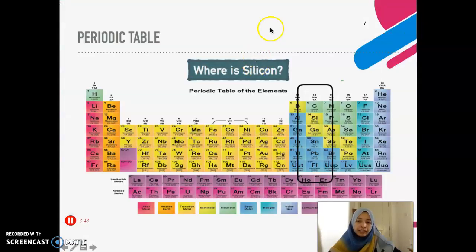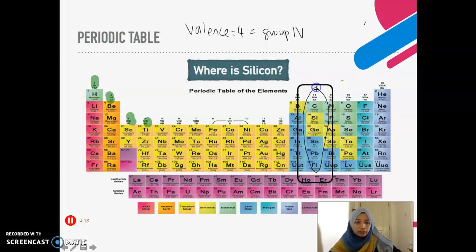How to relate that valence electron to the periodic table? I believe you have seen this periodic table before inside your chemistry. So how do we define the group? So we have how many groups here? 1, 2, 3, 4, and the rest, right? So if the valence electron is equal to 4, what does that mean? Means this one is group 4. So where is group 4? So this is where the group 4 is located. So group 4 means here your valence electron, the electron at the outermost shell, is actually 4.